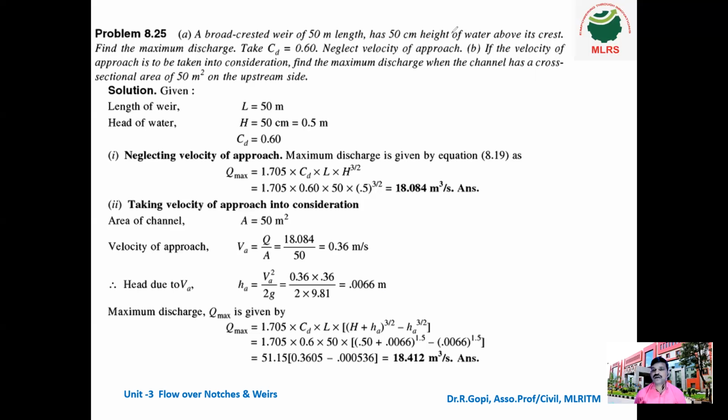Next is unit 4, flow through pipes. There are a lot of problems in unit 4 compared to unit 3, somewhat more problems. So next we will see unit 4.